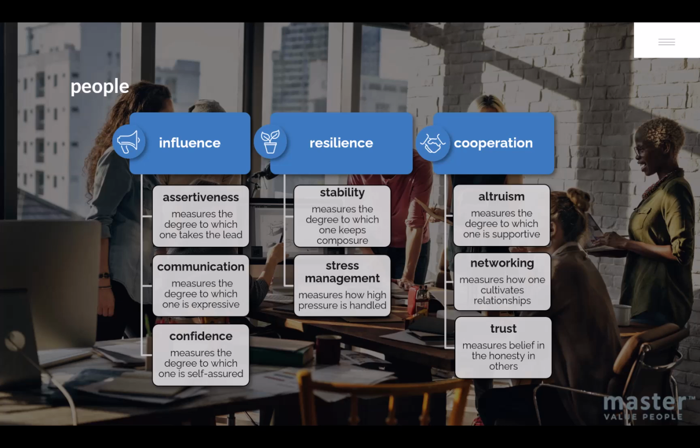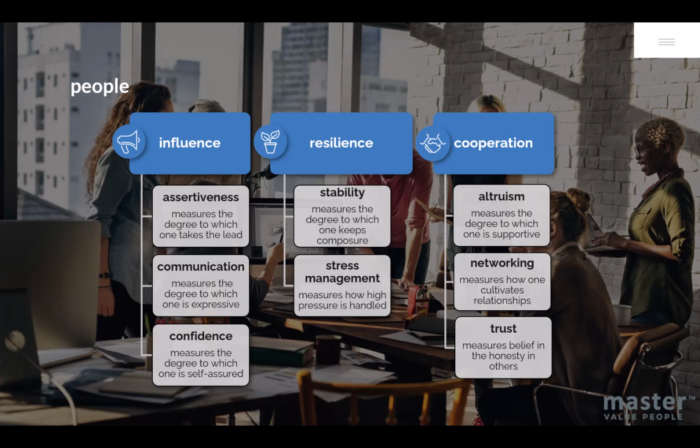So that was influence. Now we'll look at resilience. It's measured by stability and stress management, focusing on dealing with pressure and stress, but in two different ways. Stability measures the degree to which one keeps composure. A high score here indicates strong emotional control. A person can keep a cool head and set aside feelings of stress and frustration without showing much outward emotion. This trait is crucial in roles like emergency service personnel, police officers, surgeons, pilots, or negotiators. Positions where staying calm and keeping emotions in check is essential.